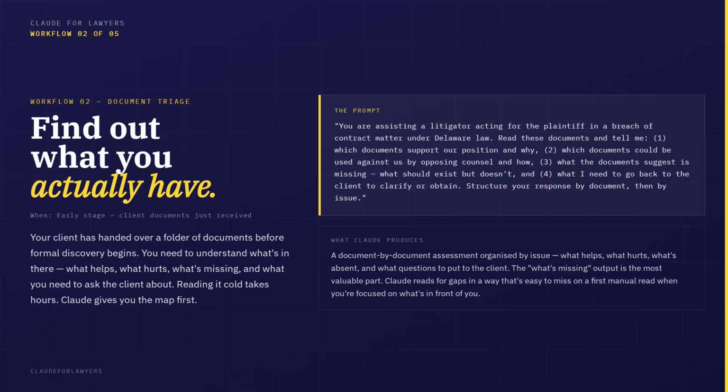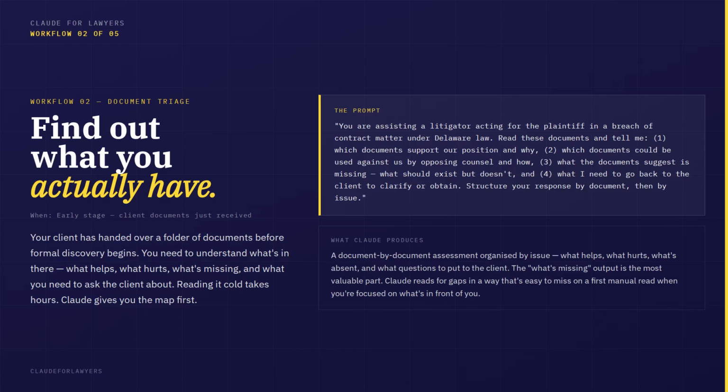Here's the prompt. You are assisting a litigator acting for the plaintiff in a breach of contract matter under Delaware law. Read these documents and tell me. 1. Which documents support our position and why? 2. Which documents could be used against us by opposing counsel and how? 3. What the documents suggest is missing, what should exist but doesn't. And 4. What I need to go back to the client to clarify or obtain. Structure your response by document, then by issue.